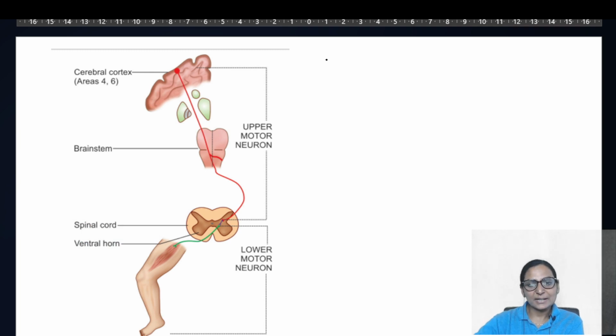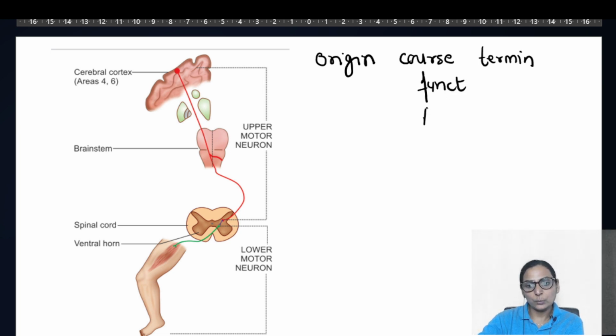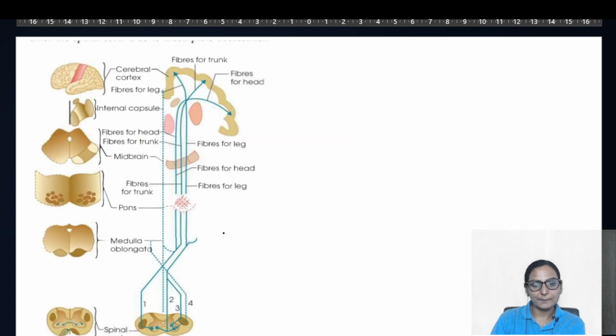Now, whenever you study any tract, you have to know its origin, its course, its termination, its function, and definitely a word regarding its applied. You can see that this tract, if there is a lesion with the pyramidal tract, will lead to an upper motor neuron type of paralysis, and this is the lower motor neuron.